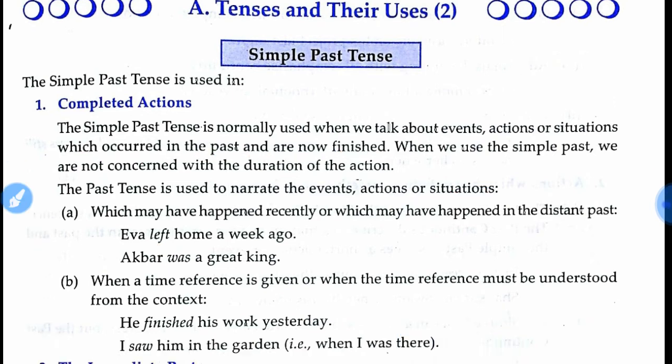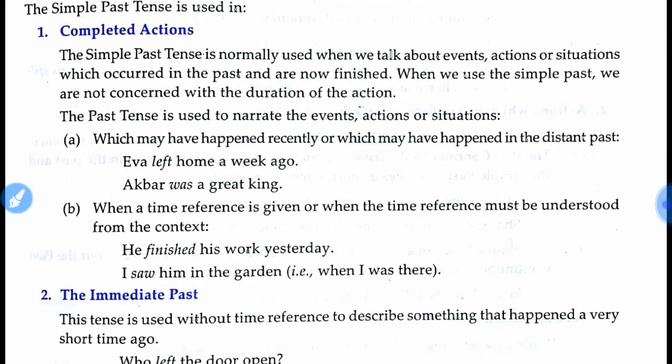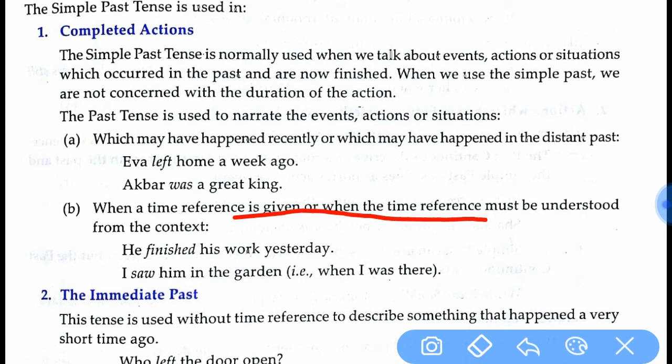The second one we have is when a time of reference is given or when the time reference must be understood from the context. So when a time is given, for example, he finished his work yesterday. So a time is given; yesterday his work was over. Or the second one, I saw him in the garden, means when I was in the garden, at that time I too was in the garden. So a time was given in this. So whenever a time is prescribed.